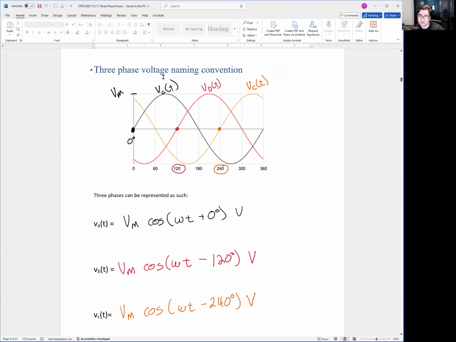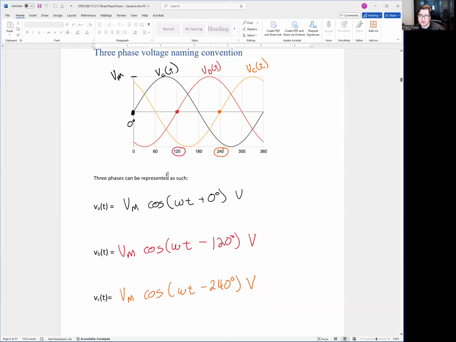We're going to name the first one VA, the second one VB, and the third one VC. So I'm sure you've heard before, three-phase voltage is A, B, and C. So VA, VB, VC. Quantifying them, VA is going to be Vm cosine of omega t plus 0 degrees. So VA is always at 0 degrees. VB is going to be the same magnitude Vm as VA, cosine omega t, so they're both sharing the same frequency, 60 hertz, technically 377 radians per second.